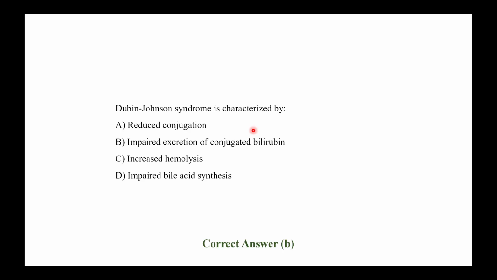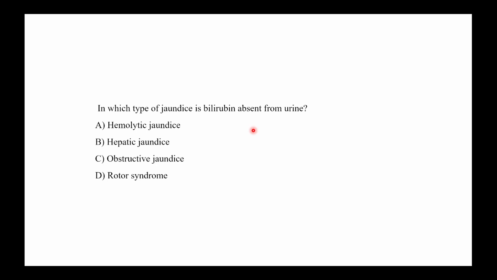Okay. In this case, in Dubin-Johnson syndrome, the conjugation is happening. Bilirubin and albumin conjugation is happening, but it is not being excreted via liver and bile. So there's a defect in the excretion part of the conjugated bilirubin, and as a result, conjugated bilirubin increases in the system. I hope that's clear.